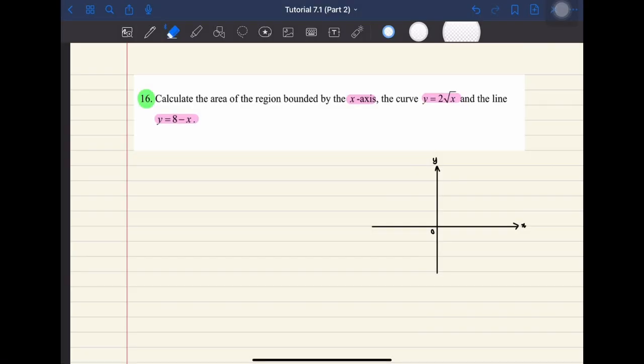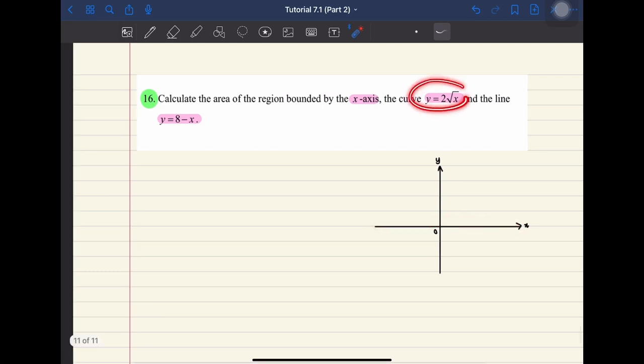Now we are at the last tutorial question for 7.1, which is number 16. We are asked to calculate the area of the region bounded by the x-axis, this curve, and the line 8 minus x. So we have to draw all three in the same graph so we can find which region is bounded, and then find the area. The x-axis we already have, no problem. So we need to draw this graph.